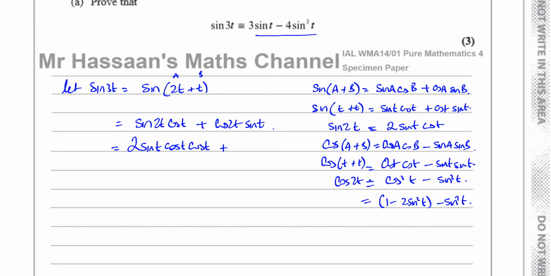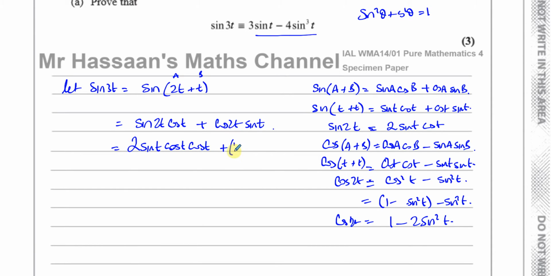Sorry, what am I talking about? 1 minus cosine squared t is 1 minus sine squared t. Remember, very important identity: sine squared theta plus cosine squared theta equals 1. So cosine squared t is 1 minus sine squared t. So this is going to give you 1 minus 2 sine squared t. So cosine 2t can be replaced with 1 minus 2 sine squared t.